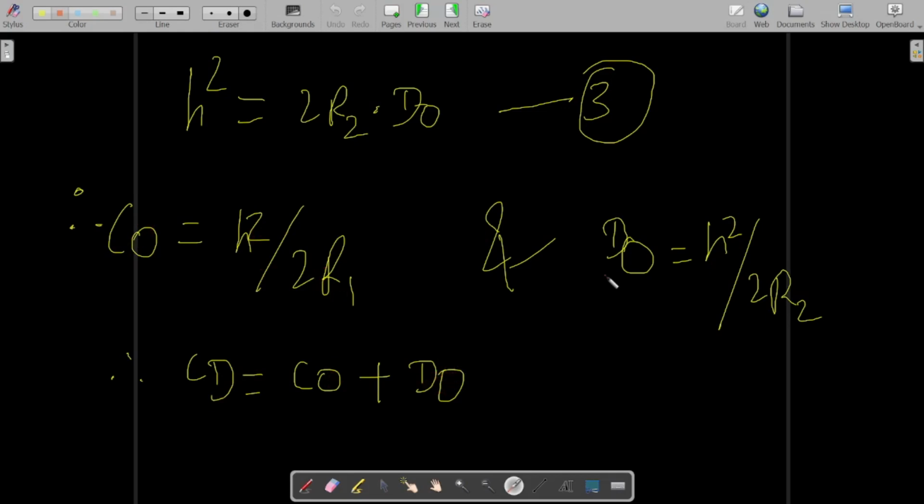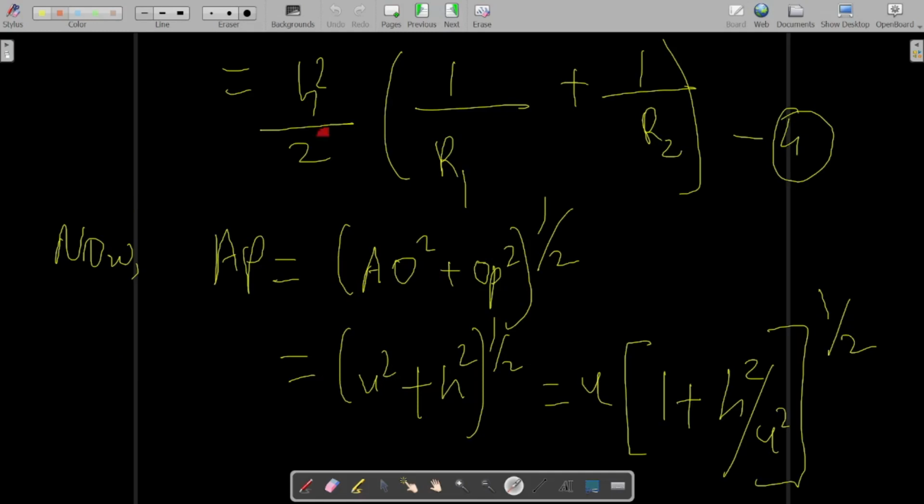So what will happen? It will come out to be something like this. H square by 2 will come common outside, and 1 by R1 and 1 by R2 will remain inside the bracket. So this is your equation number 4.